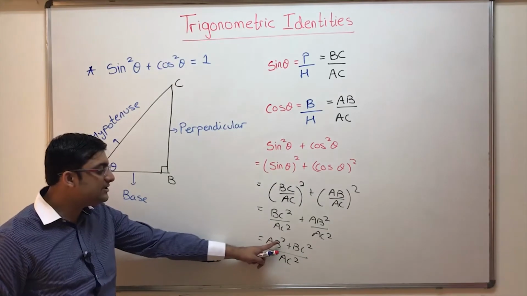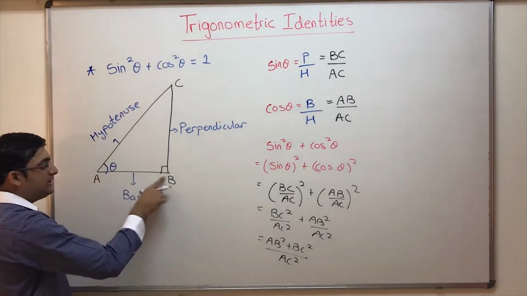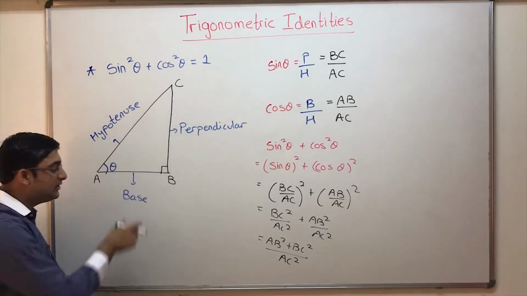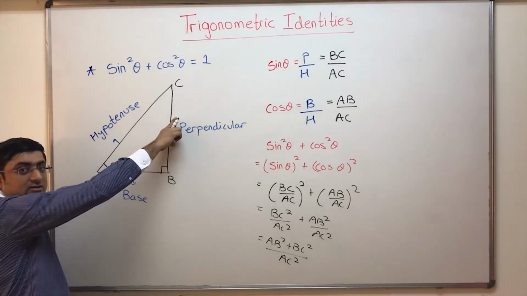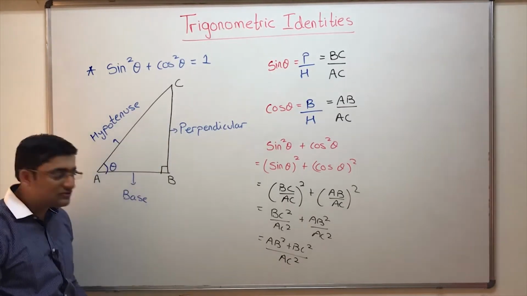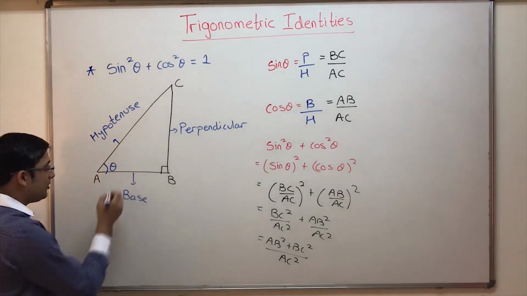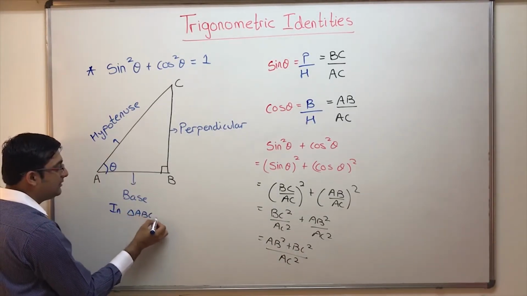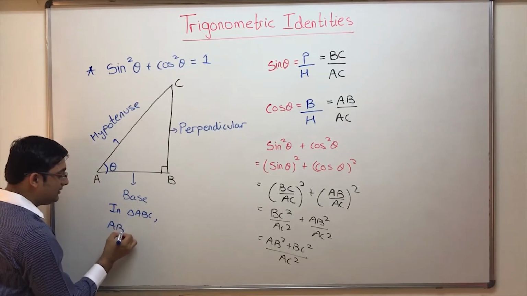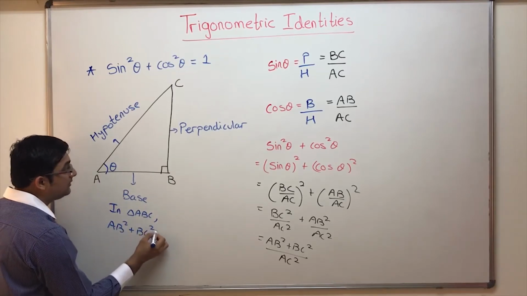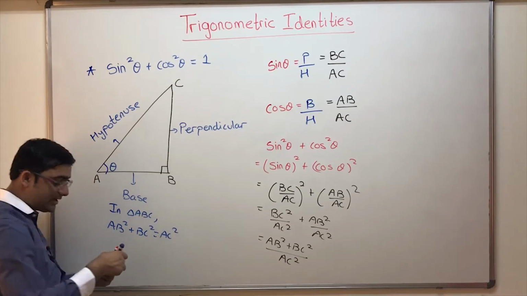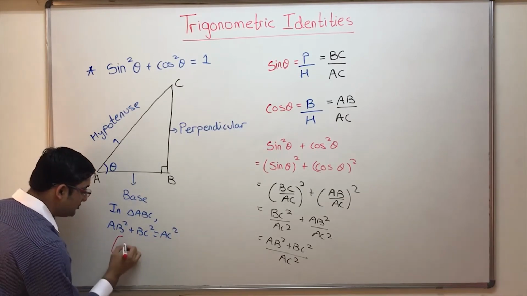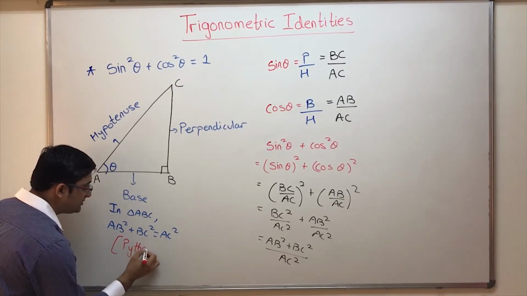Now what is AB square plus BC square? Sum of the squares of the two legs is equal to the square of the hypotenuse, Pythagoras theorem. So recall, we'll apply Pythagoras in this. In triangle ABC, we know that AB square plus BC square is equal to AC square. Why? Pythagoras theorem. So I'll mention over here, Pythagoras theorem.